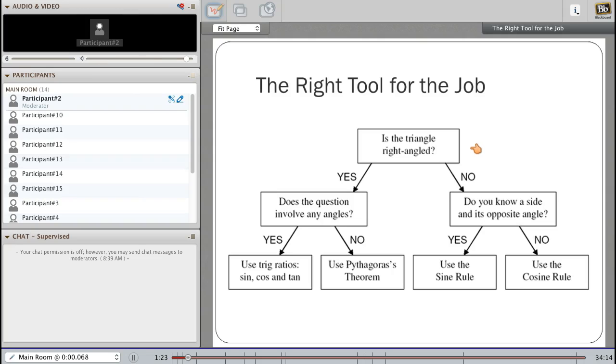So we've learned all kinds of stuff. We've learned trig ratios. We have Pythagorean theorem from way back first semester. Now we have sine rule, cosine rule. So when do you use what? Here's how you sort that out. Is the triangle a right-angled triangle? Yes, go down this branch. No, go down this branch. And so this will help you sort out when to use which.